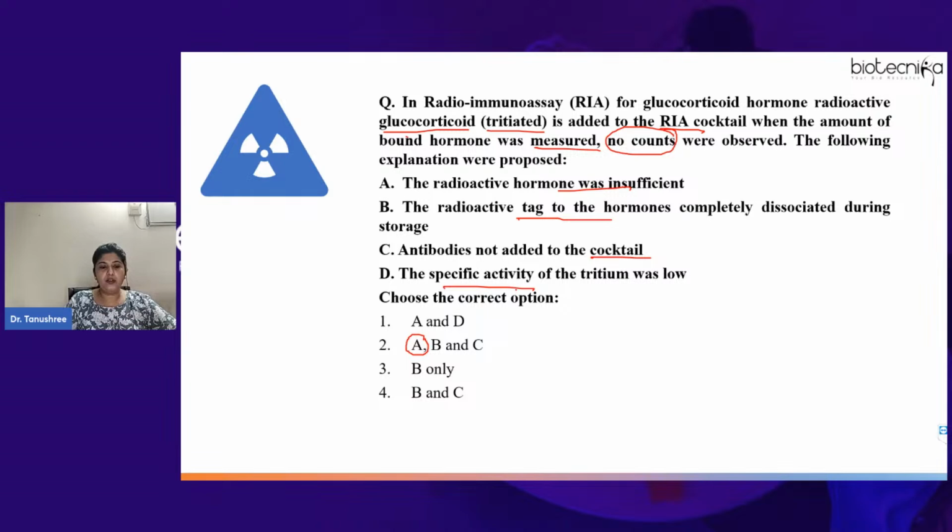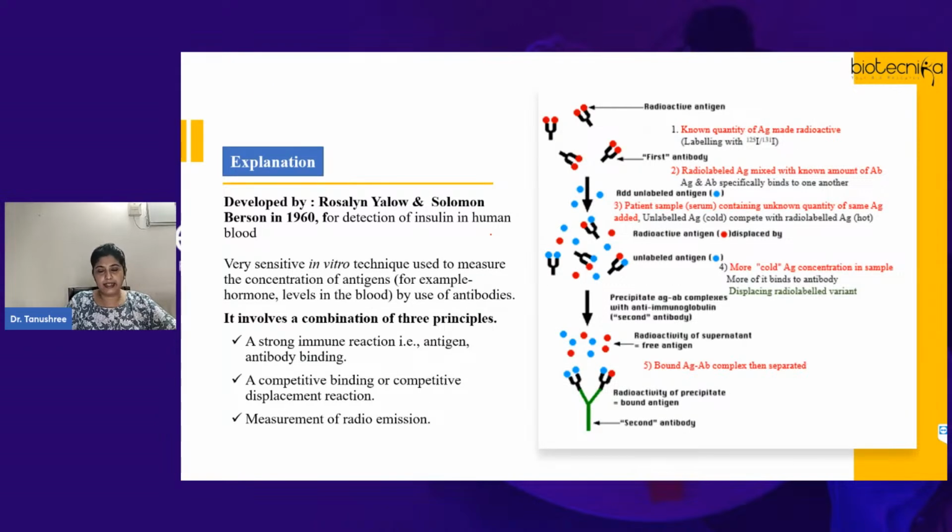So again, to find out the correct option, we have to thoroughly go through the 4 statements, one by one. First of all, let me make you all recall the RIA technique. This topic I have discussed in the class in detail. The RIA technique was developed by Rosalyn Yalow and Solomon Berson in the year 1960. As I told you, this technique was developed to detect insulin in human blood. It's a very sensitive technique. You can detect quantities as low as a few picograms of your analyte, and you can measure the concentration of antigen using this technique.